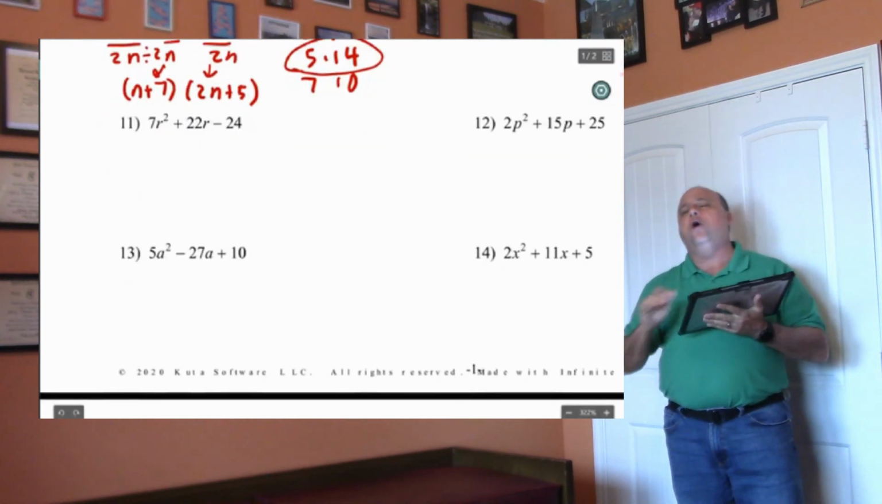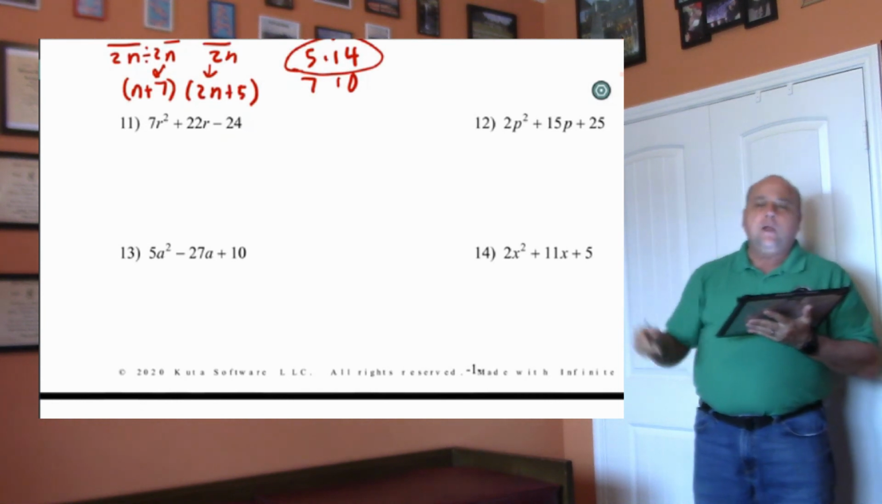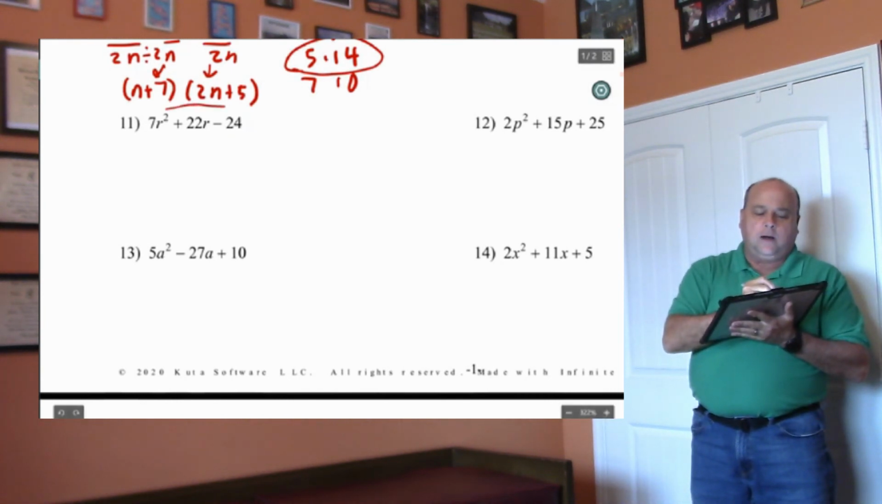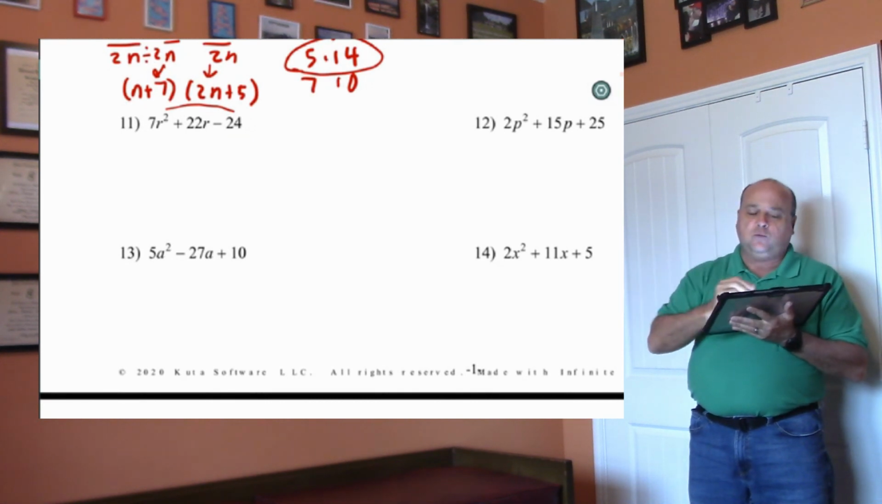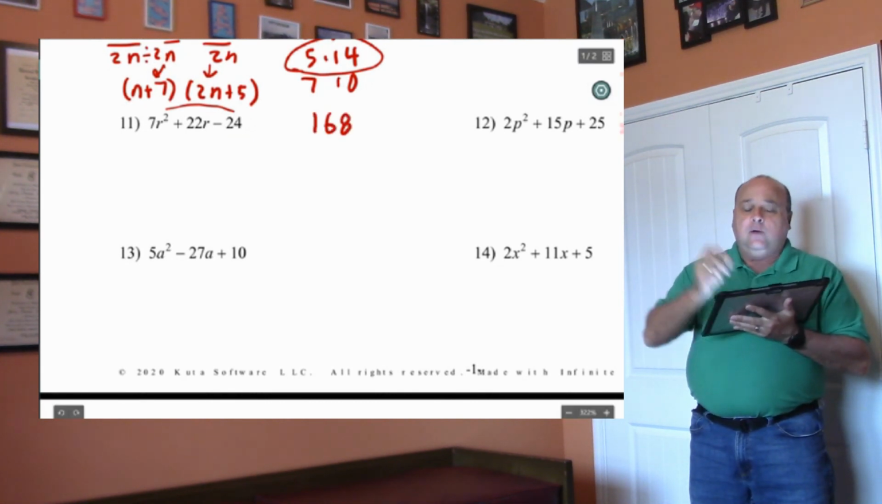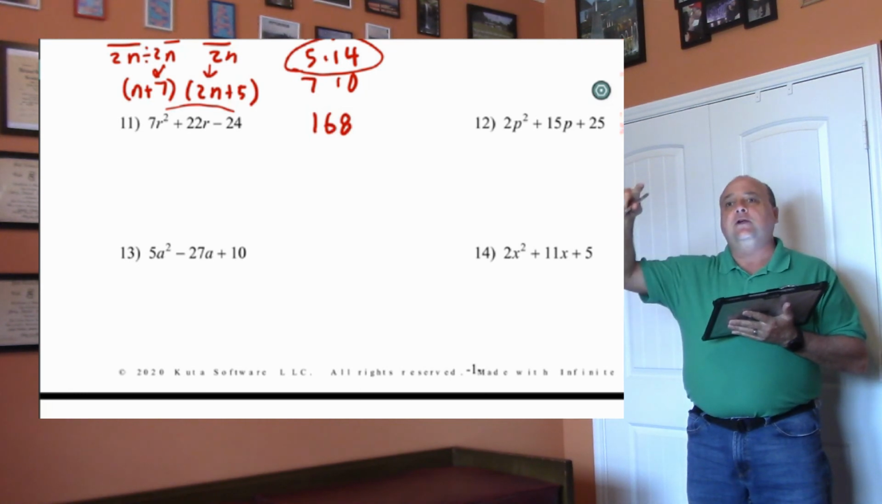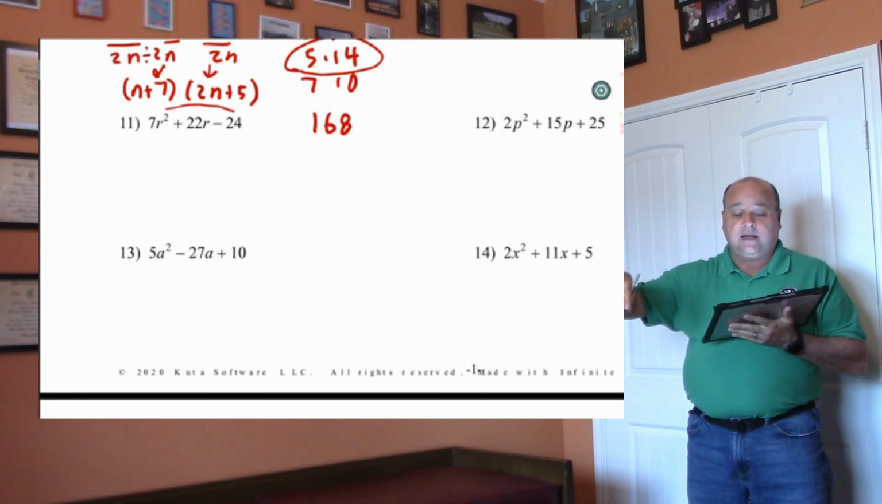Number 11. We're going to multiply the 7 and the 24, right? So 7 times 24 is 140 plus 28. That's 168. And we need the factors of 168. I'm going to go through this and do it by hand instead of using the calculator.